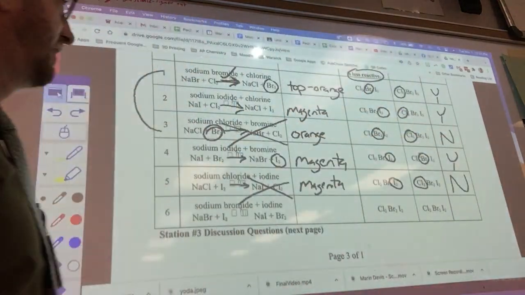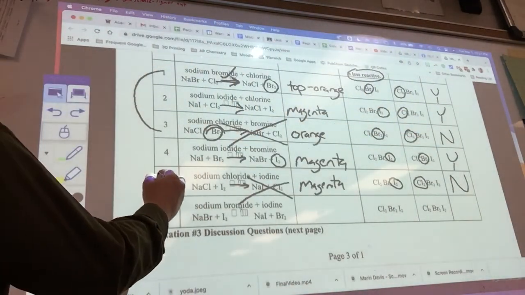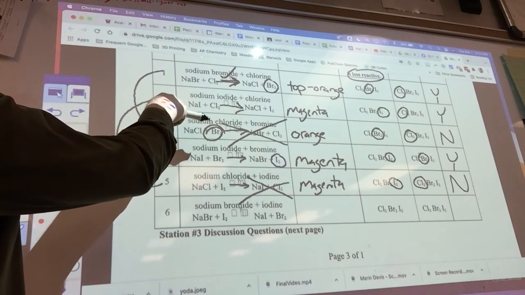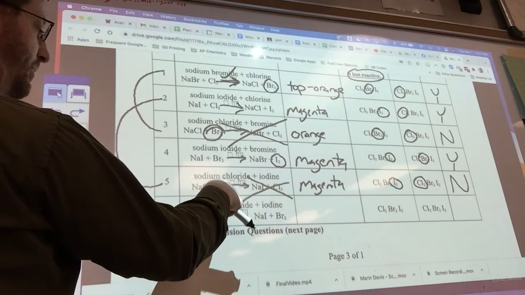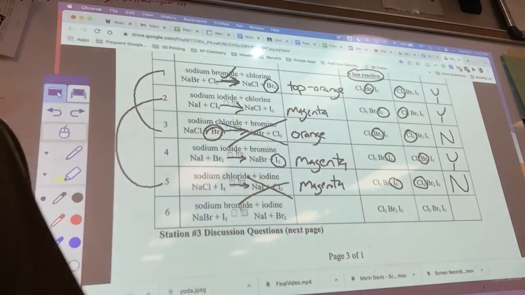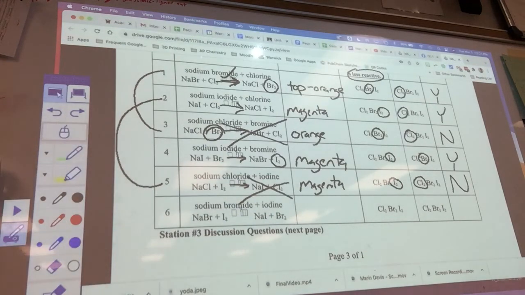And this would be the complete opposite of number 2. Number 2 did react, saying iodine was less reactive than chlorine, so now if iodine is by itself, it's not going to want to react with the chlorine. So the iodine is just going to sit there by itself. And then group 5, what about number 6?